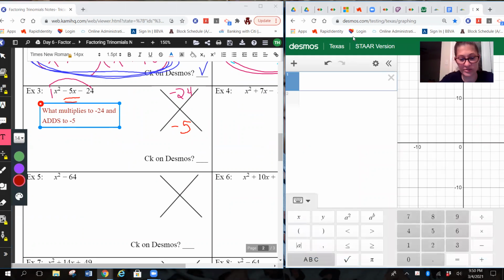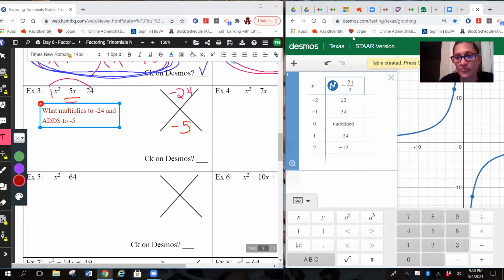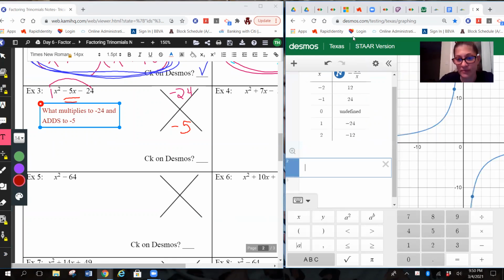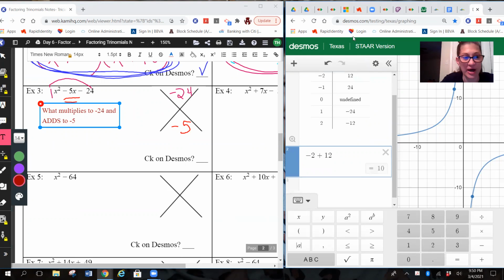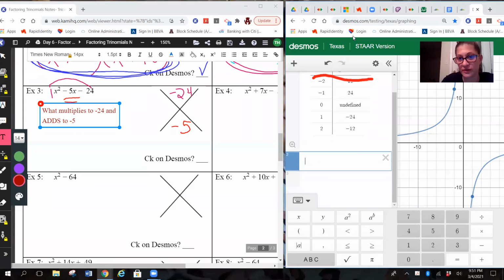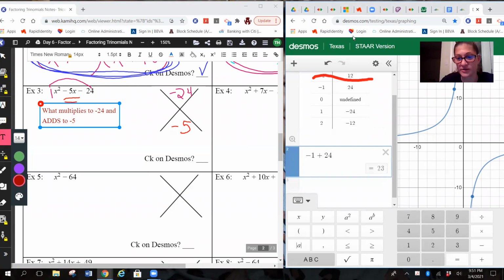So we will type in y equals, your A times C, negative 24, divided by x. Turn that into a table. And here we go. I can use this to add negative 2 plus 12. That's a positive 10. So that doesn't work. Let's do the next one. Negative 1 plus 24. That's a positive 23. That doesn't work.